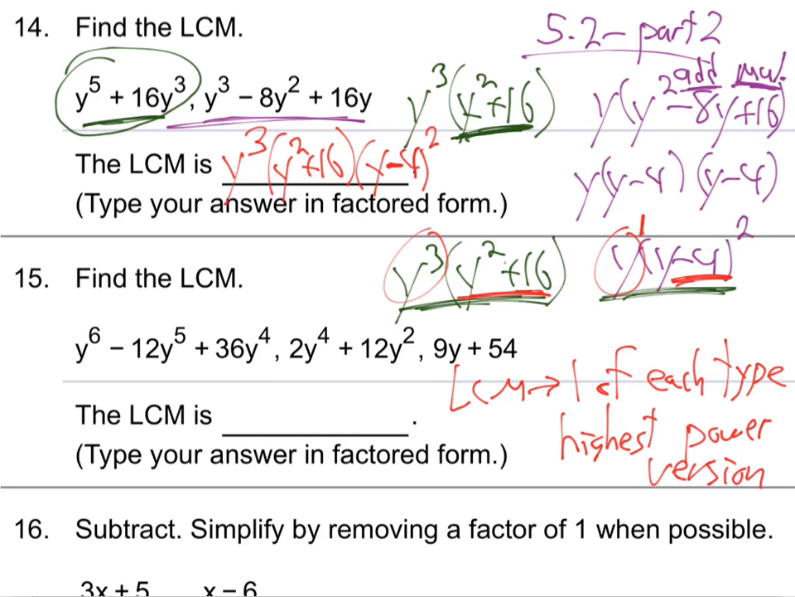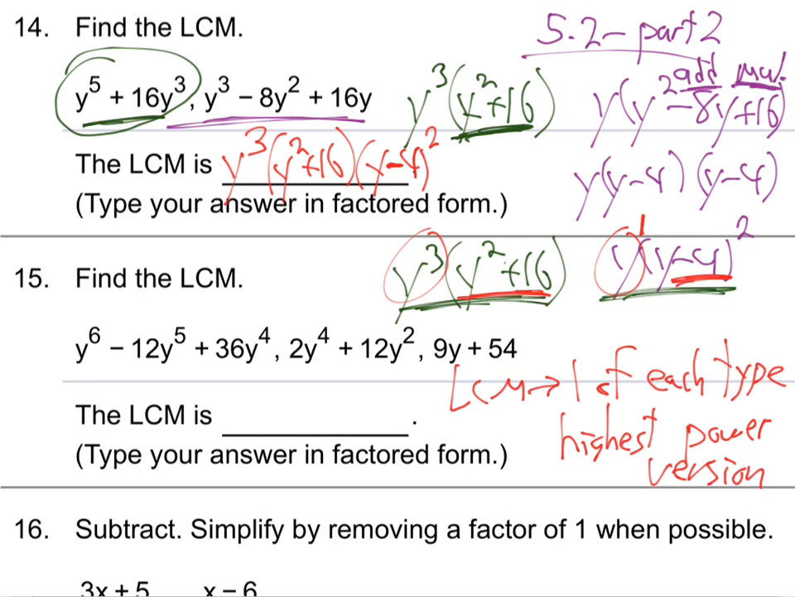I just went down the aisle. I went down the green one, down the purple one, taking one of every type, the highest power version. Right? I took the solo y, right? There's a solo y that's not glued to anything. I took y cubed instead of y to the first bracket. I take the highest one. And then I take the y squared plus 16 package. I take the y minus 4 squared package. Every package, highest power. Is that good for LCM? Questions on that?